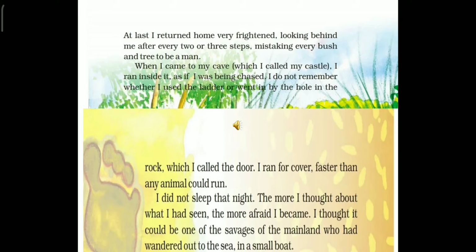Okay, so he doesn't remember, first of all, how he went inside, whether he used a ladder or whether he went in by the hole. So there were two ways of getting inside his cave. One was by using a ladder and another was by getting through a hole in a rock, which he called the door. Okay, so the doors that we have in our homes are not the door that Robinson Crusoe had. His door is very much different.